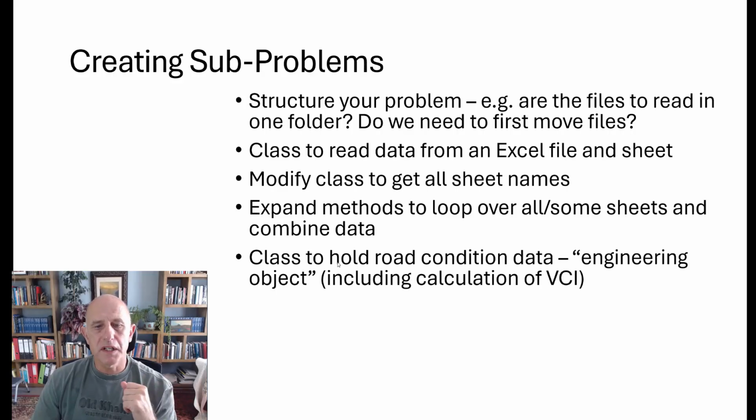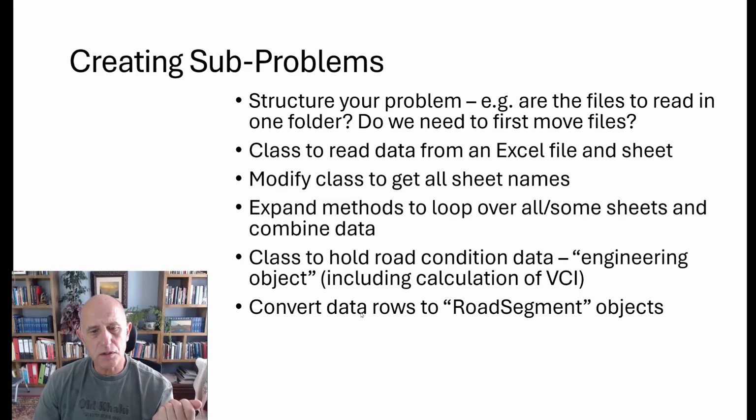Then you're going to need a class to hold your road condition data. For example, you can call that the road segment class. We discussed that in the course dealing with engineering objects. So that class would include a calculation of the VCI, your visual condition index. Then you need to convert the data that you read to a class of road segment objects. You can ask ChatGPT to help with that.